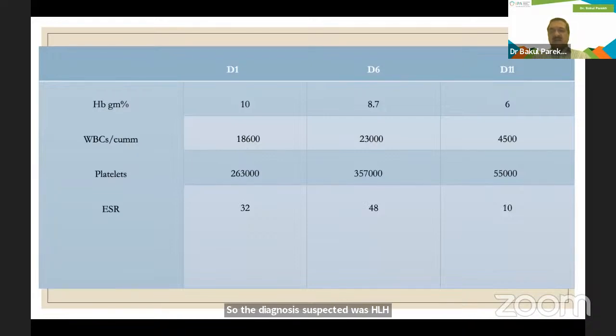So whenever a child who is responding initially suddenly worsens with bicytopenia or tricytopenia with normal ESR, you always think of HLH, and you confirm your diagnosis, or increase your suspicion to a probable diagnosis of HLH, by doing ferritin, which will be in thousands. But ferritin alone is not important. When there is hyperferritinemia with symptomatology and tricytopenia, I will think of HLH and start steroid immediately, because any delay will worsen the prognosis.